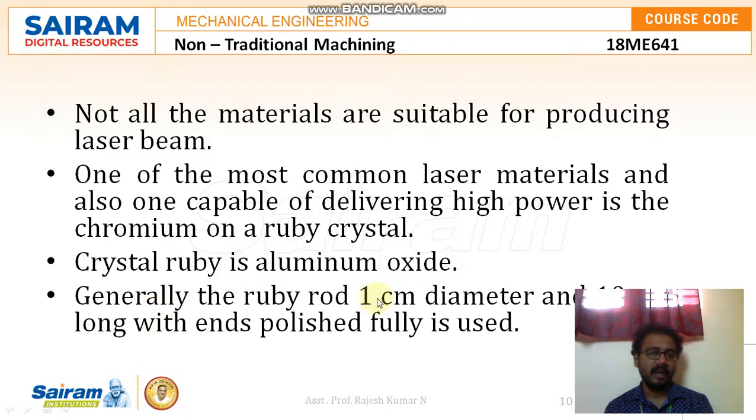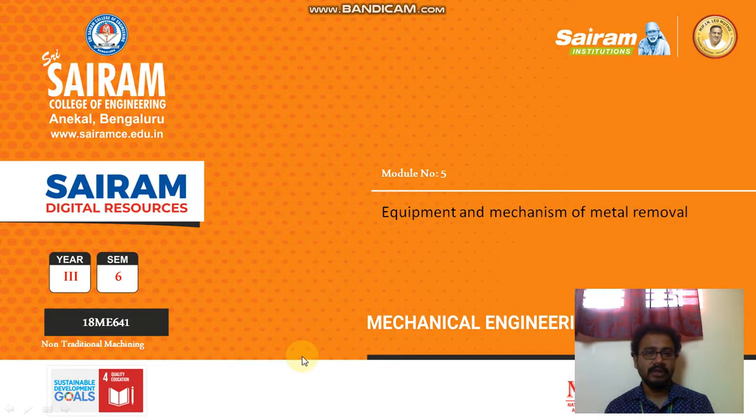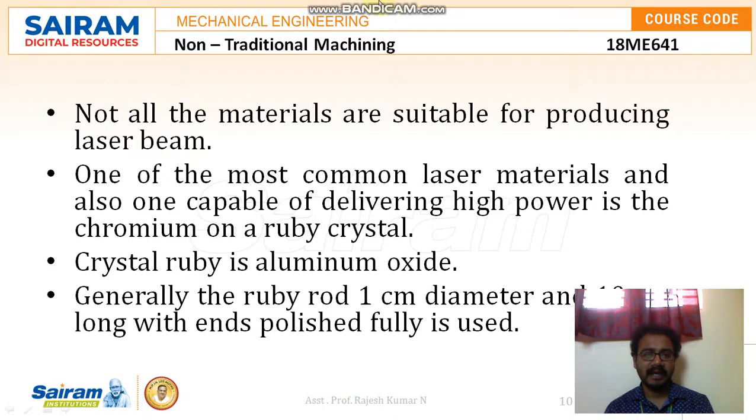Generally the ruby rod has a 1 centimeter diameter and is 10 centimeter long, with ends fully polished. In the next video we can directly discuss the working principle and other things.